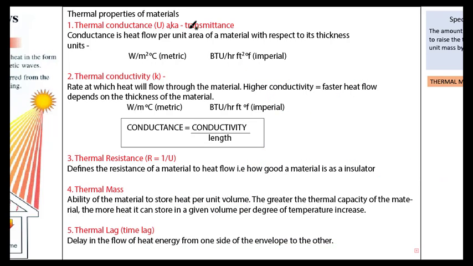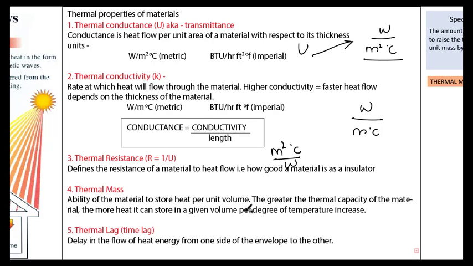So first we saw conductance, that is W per meter square degree Celsius, the U value, the ability of conducting heat. And the second is conductivity, which is the rate of flow of heat, which depends on its thickness, a function of thickness. So thermal resistance is the reciprocal of conductance, so its unit becomes meter square degree Celsius by W.